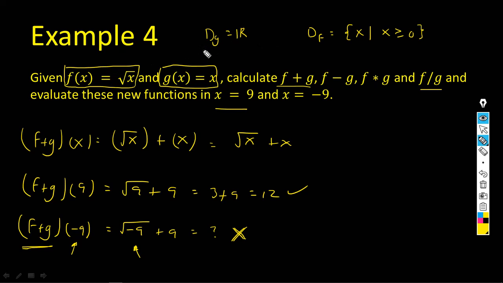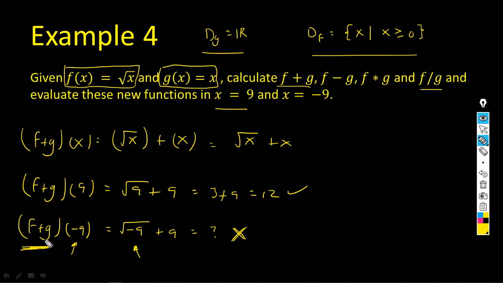So this new function f plus g, which is created using f and g independently and then summing them, has to respect both domains. And what is the most restrictive domain? This one, right? This domain has no restrictions, but this one does. So whatever restrictions this domain implies on f, those restrictions are going to be inherited by f plus g.